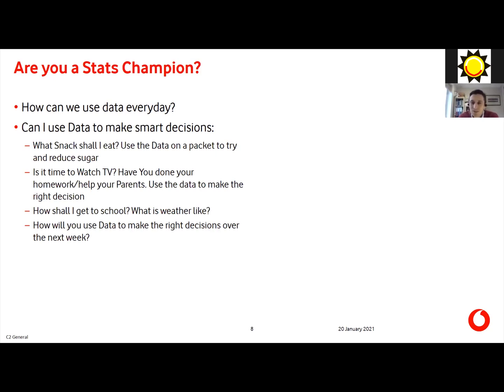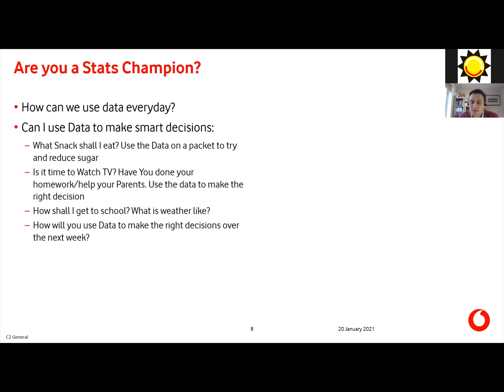Is it time to watch television? So have you done your homework, helped your parents? That is more likely to give you the desired outcome that you want. You're going to use those data inputs to make the right decision. My children will often come to me and say, Daddy, I've done my homework, I've tidied my room, can I watch television? And the outcome is more likely to be desirable and positive than if they just ask me if they want to watch TV. Again, how you get to school, what's the weather like? You're using those data decisions every day to make the right decision.